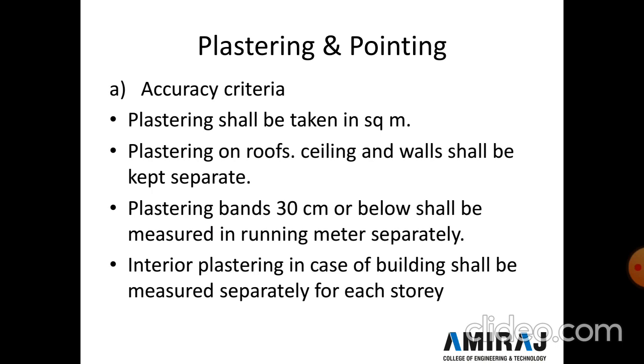The plastering on roof, ceiling, and wall shall be kept separate. In a roof, in a ceiling, and in a wall, all the plaster work is kept separately. Plastering band 30 centimeter or below shall be measured in running meter separately, and interior plaster in case of a building shall be measured separately for each story.